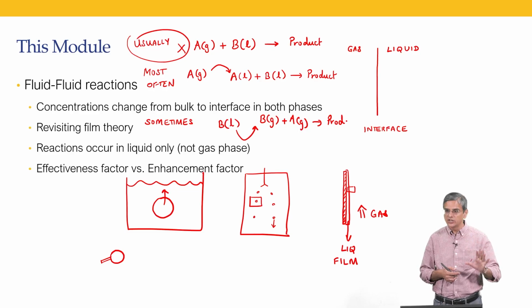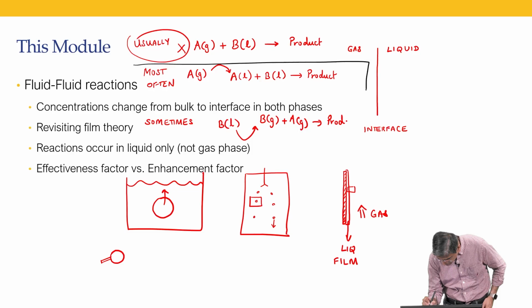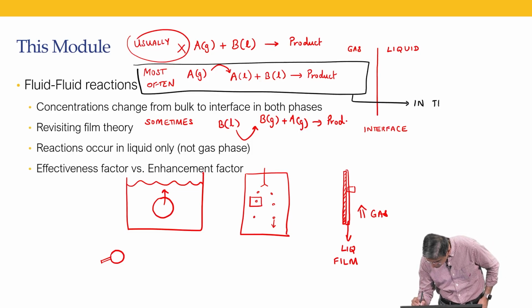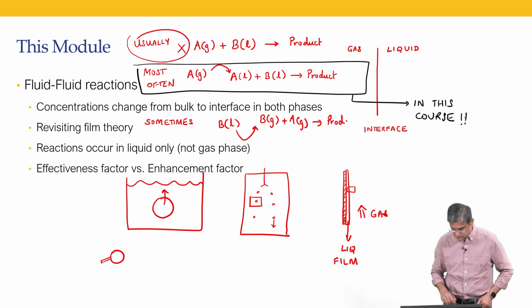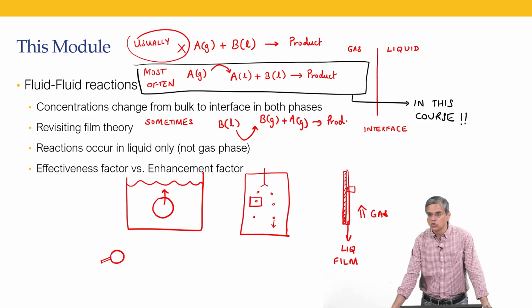As a result, we will only consider one situation, and the situation that we will consider is the one that happens most often. Okay. So, what we will assume, though the analysis is not restricted to only this situation, is that the A in the gas phase dissolves in the liquid, and thereafter A and B that are now present in the liquid react with each other.